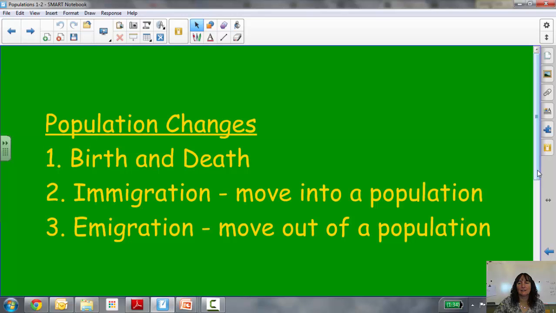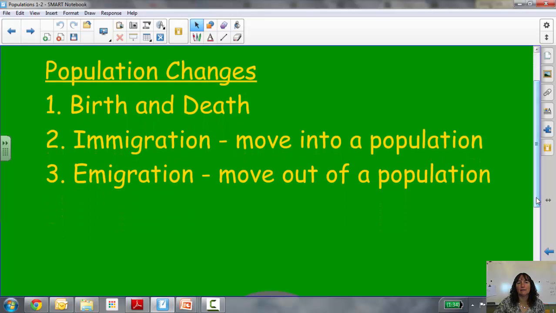So how do these populations change? There's 3 main ways that populations can change. One is birth and death, if the new ones are born or the older ones die. Then there's immigration, which means moving into a population. So, say there's a herd of deer and a new deer comes and joins that herd, that would be immigration, moving into that population.